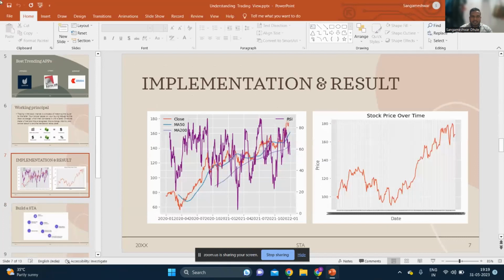Here is the implementation and result. So I arranged the data with date and price.